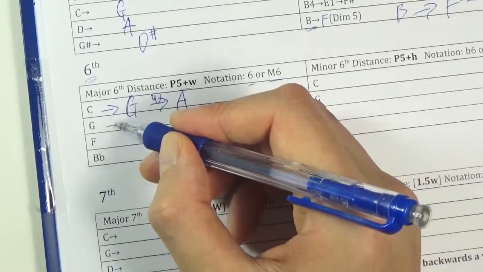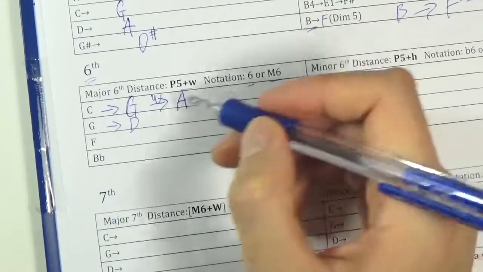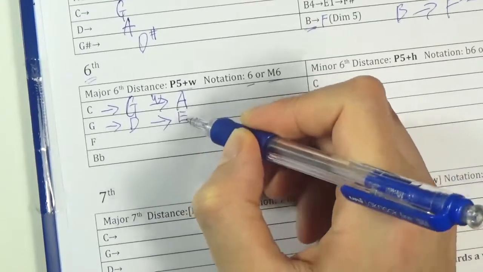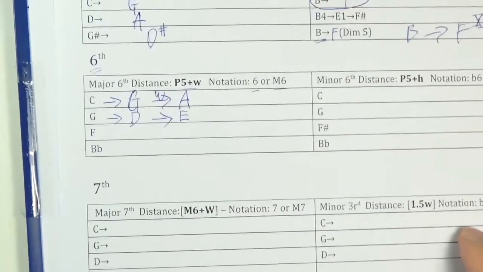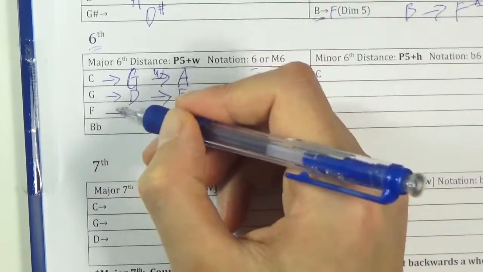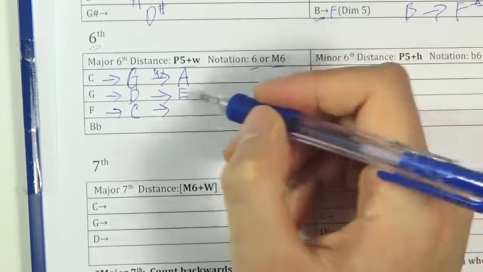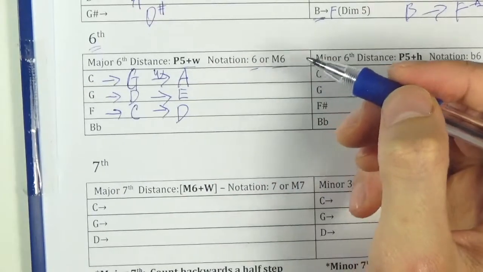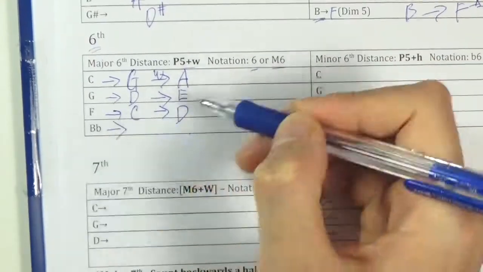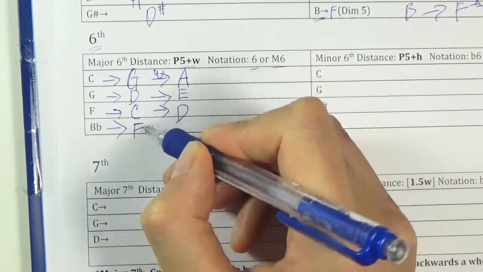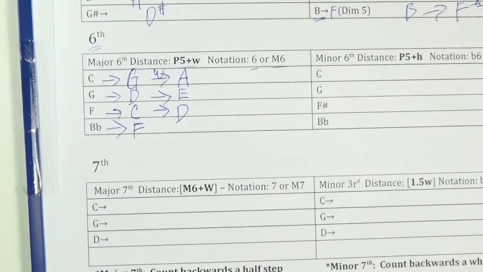Okay, G, I would go to D first. To get the major 6, I need another whole step, so E. Alright. F, I would go to C first. And then I would go another whole step up. Okay, B, C, D, E, F. So B flat to F would be a perfect fifth apart.